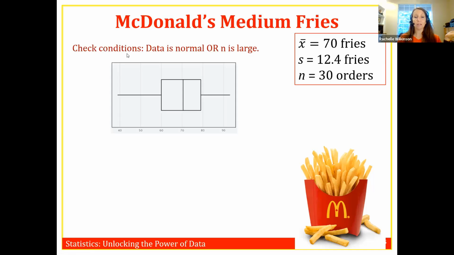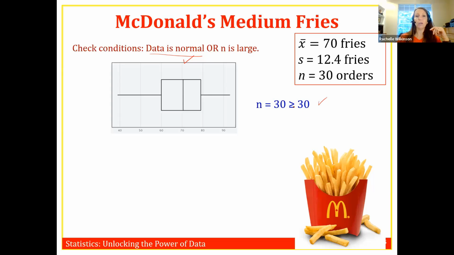Yeah, it does, based on this box plot, right? We can't get the full shape from a box plot, but definitely we can tell that it looks reasonably symmetric and that there's no outliers. So, the data being normal, we meet that condition. And in addition, our sample size was at least 30, so we meet the conditions that way as well.